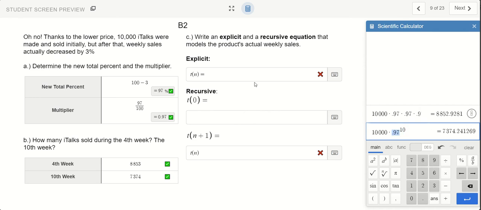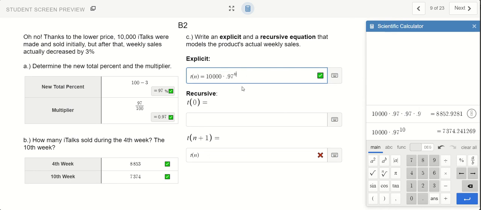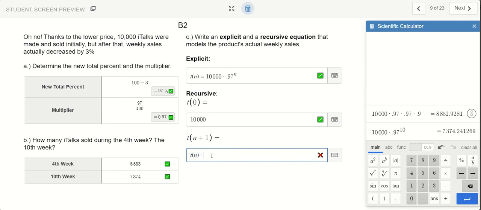So what's the direct equation, the explicit equation? Again, I'm starting off with 10,000 during pre-sale, my multiplier is 0.97, and since I'm repeatedly multiplying, I'm using an exponent, n. The recursive equation, again, I'm starting off with 10,000, and I'm taking the previous step and always multiplying it by 0.97. T sub n equals the previous term times 0.97.